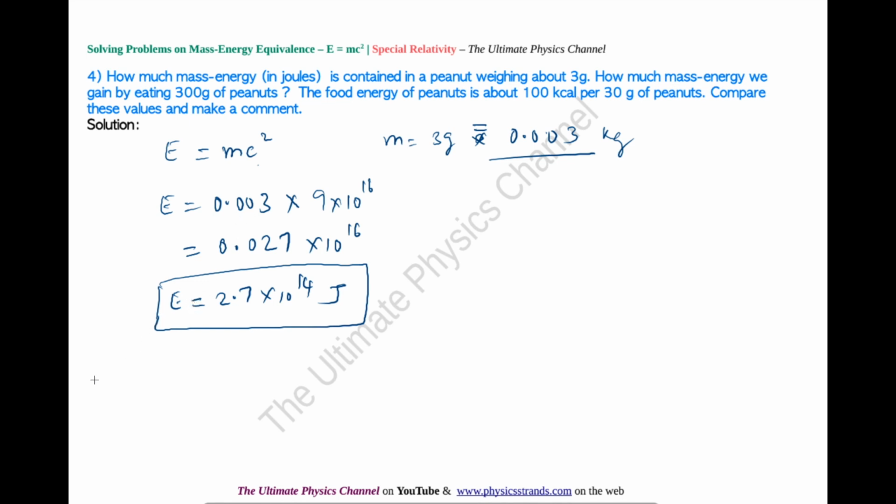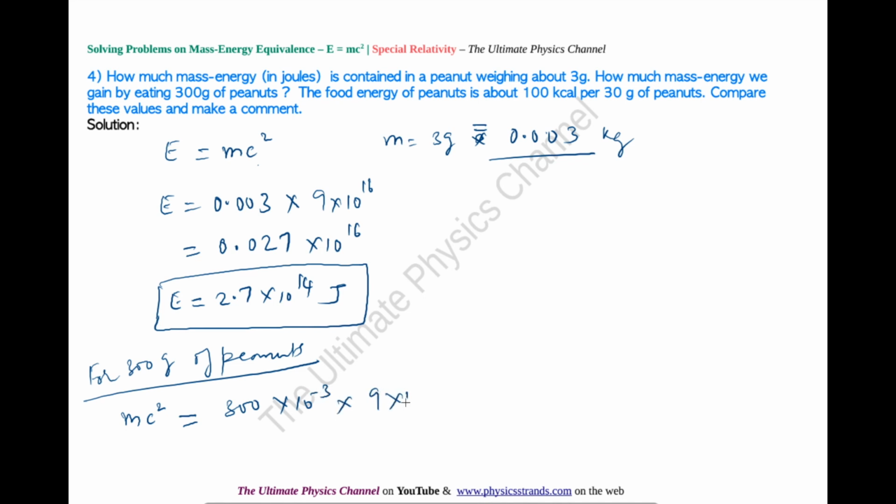Now, for 300 grams of peanuts, what would be the energy content? That is again using this equation mc squared. We can say 300 times 10 to the power minus 3 for kilogram conversion, times this one. So that answer is going to be 2.7 times 10 to the power 16 joules. That is the energy in this one.